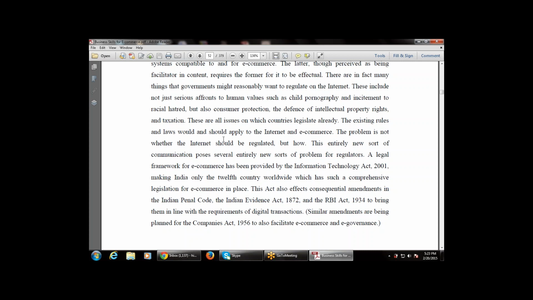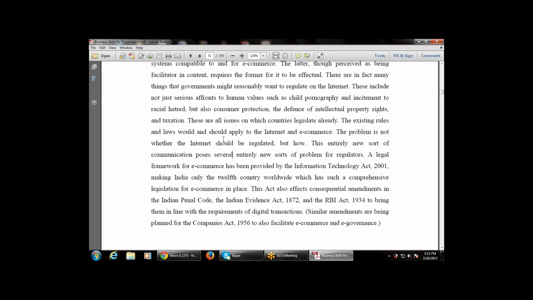That is the first legal framework, making India only the 12th country worldwide to have commercial legislation for e-commerce in place. It is provided by the IT Act of 2001, and from then it is effective and in use.